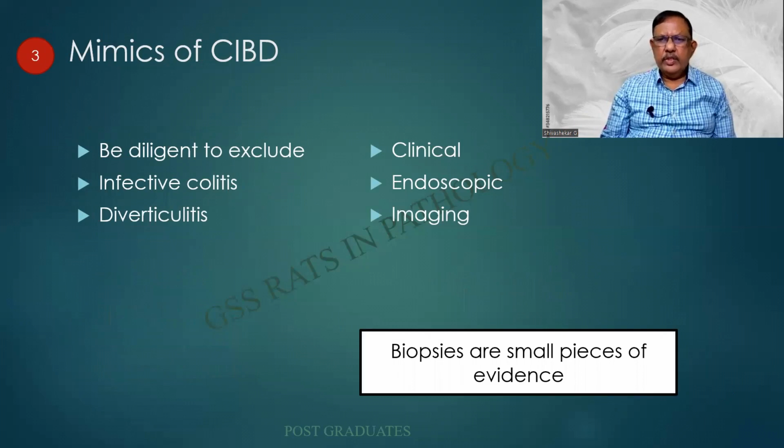There are many mimics of this chronic inflammatory bowel disease, which I shall try to cover in this presentation. It has been advised that we should be diligent to exclude infective colitis, diverticulitis. And he says that there should be a correlation between the clinical presentation, the endoscopic picture, the gross in case of resections, and imaging. Biopsy, of course, shall be an important but a small piece of evidence. Do not try to over-depend on this, circumventing all these details.